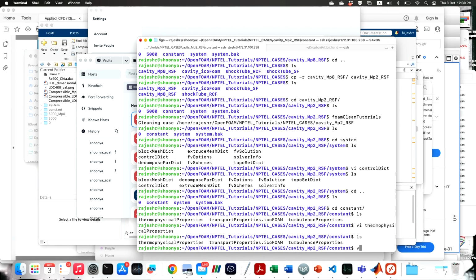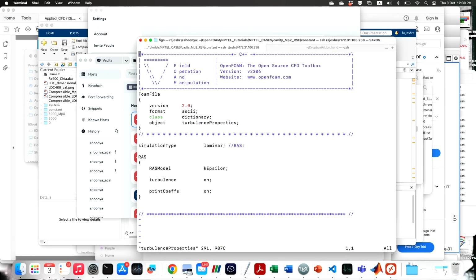Now, you can go to the turbulence properties. Here you can use a turbulent simulation or the laminar simulation. I am doing it laminar. You can remove this part if it is not RAS. RAS basically means Reynolds averaged. Because the Reynolds number is very low, we are doing it for the laminar flow.